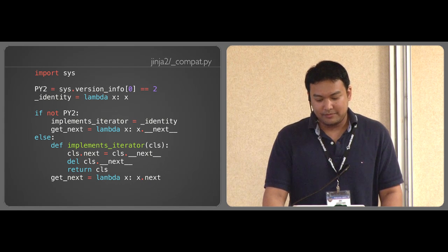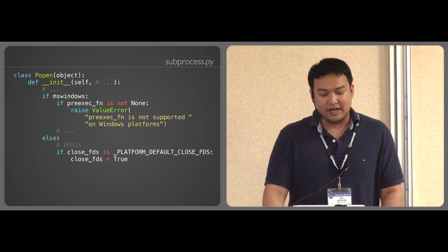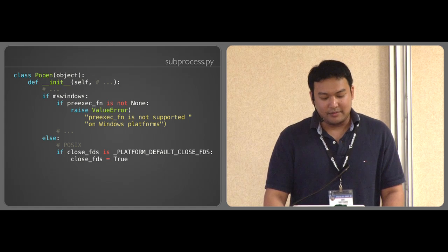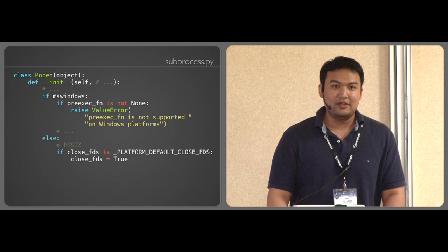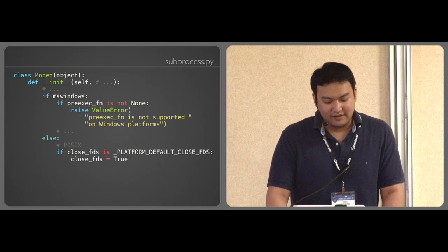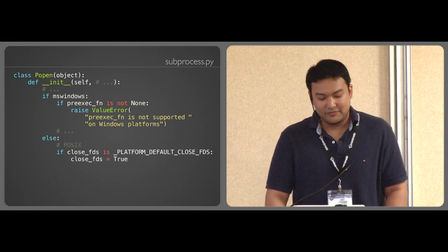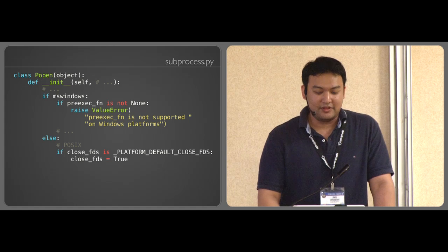For platform differences, there's a few ways that existing code handles this. This is from the subprocess module in the standard library, so if you want to run processes. Basically, you have a module level variable that tells you what platform you're on, and you just put conditionals everywhere. So in this case, if you're in Windows, tell them that they can't use an argument. Otherwise, you're in POSIX land and do anything else.